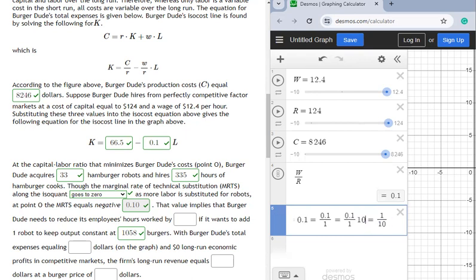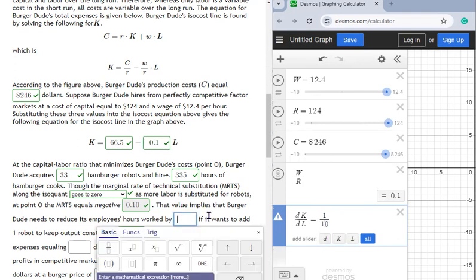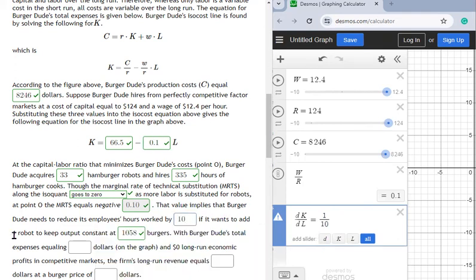So now I'm going to delete all this stuff and interpret this value. What this says is if capital changes by 1, labor is going to change by 10, right? And this is the absolute value because the slope is actually negative. So if capital changes by 1, labor is going to change by 10. So this value here, negative 0.1, implies that Burger Dude needs to reduce its employees' hours worked by 10 if it wants to add one robot to keep output constant at 1058, right?